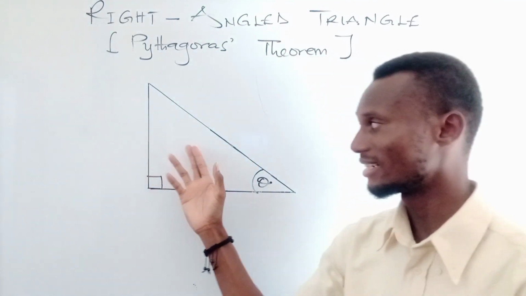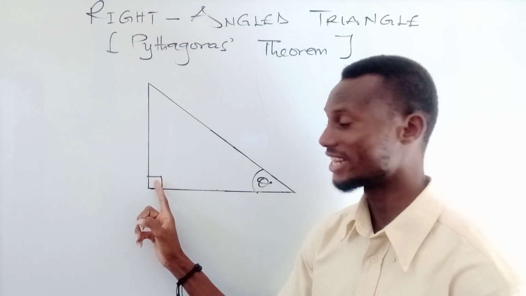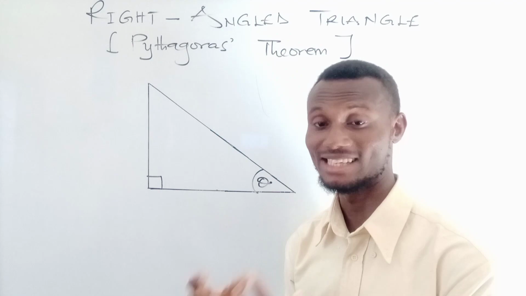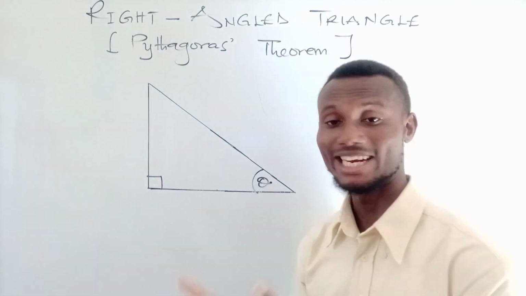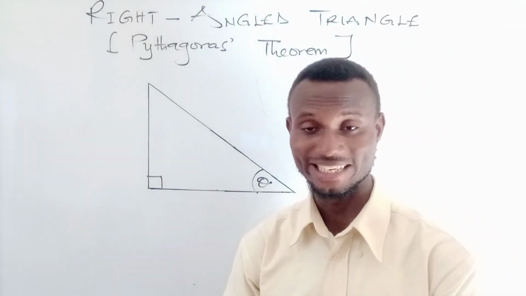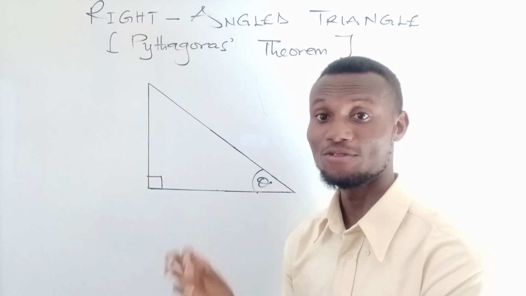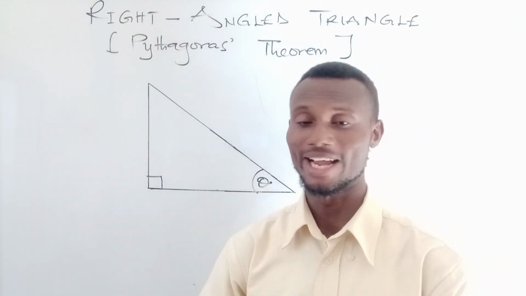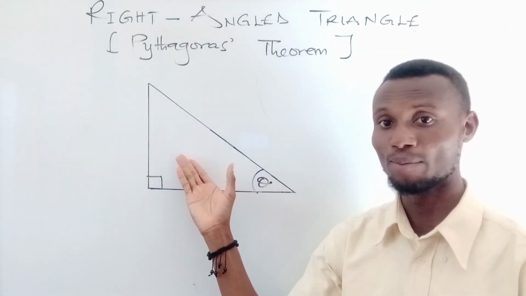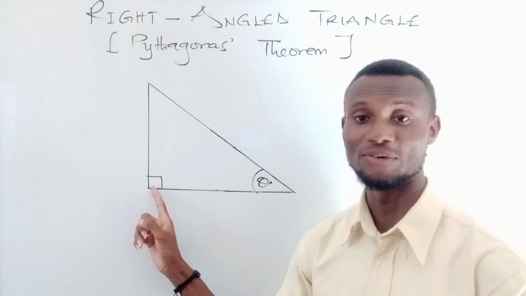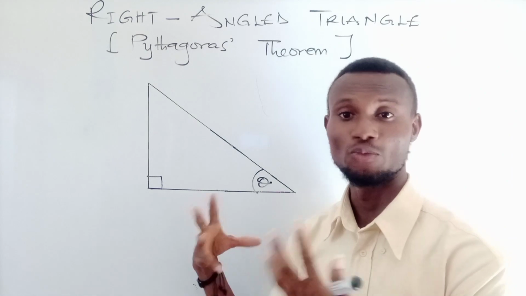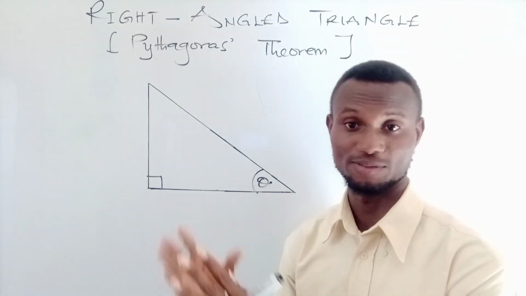So you can see that there's a 90 degrees angle being formed here. This symbol or this mark here represents a 90 degrees angle. So anytime you see a triangle which has a 90 degrees angle being formed in it, it means that triangle is a right-angled triangle. So this is an example of it, and this is the 90 degrees angle being formed here. This mark or symbol represents the 90 degrees angle.